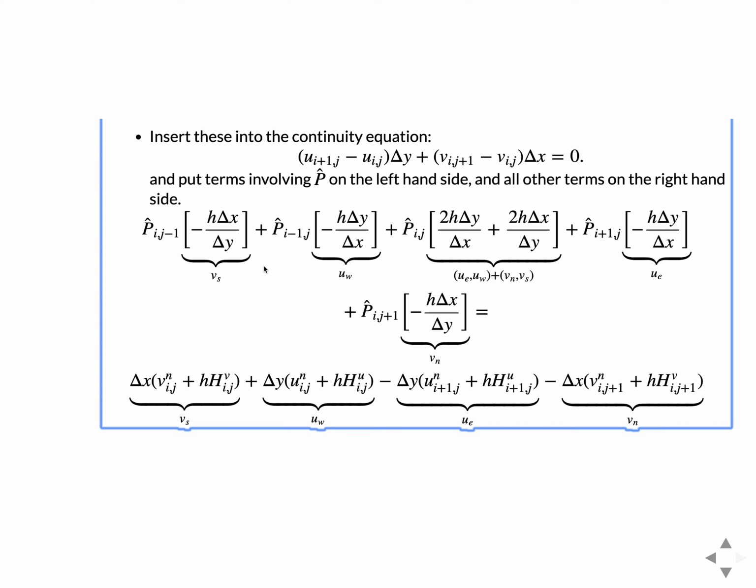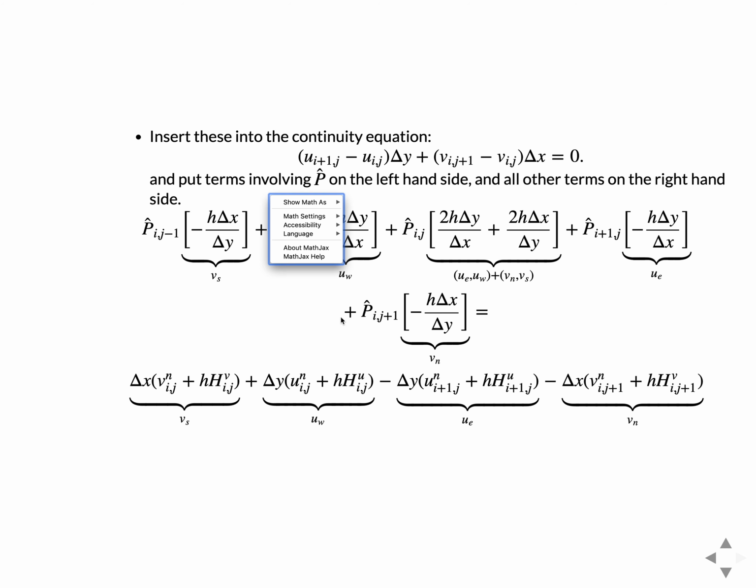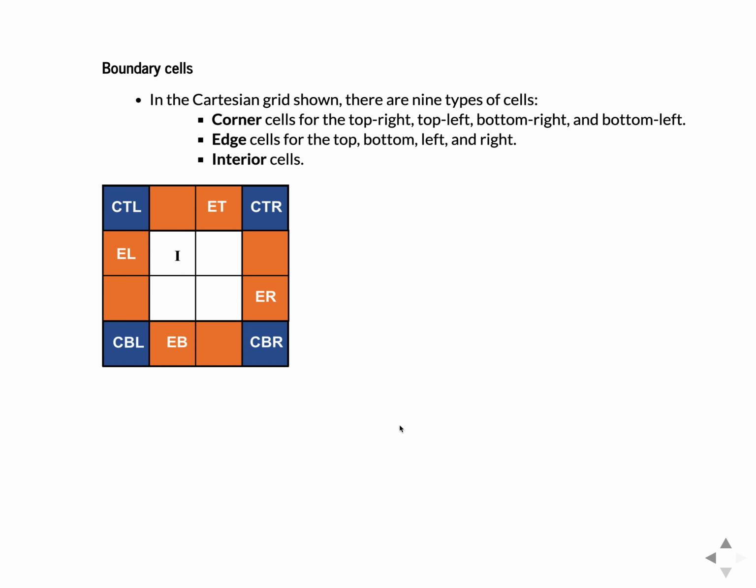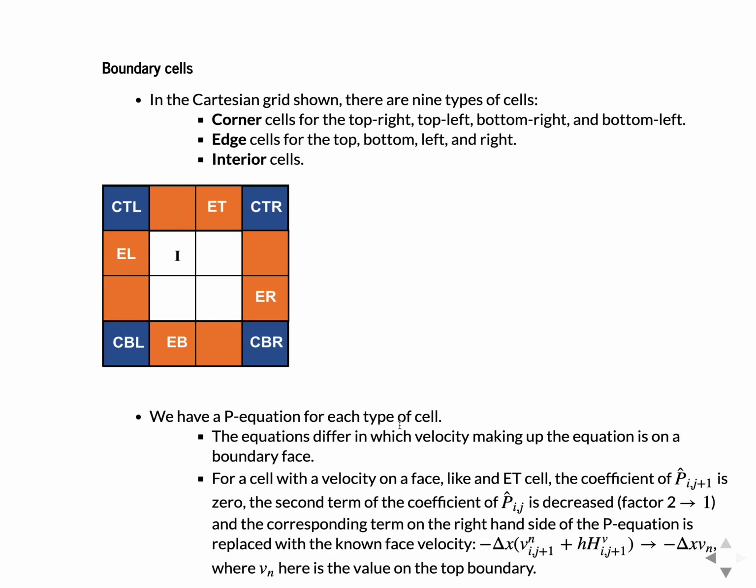These brackets help us to know how to change this equation for the different types of cells that we have, because we're going to need to write all 9 versions of this equation for each type of cell, and then we'll need to code those. Okay, so as we do that, let's summarize here.